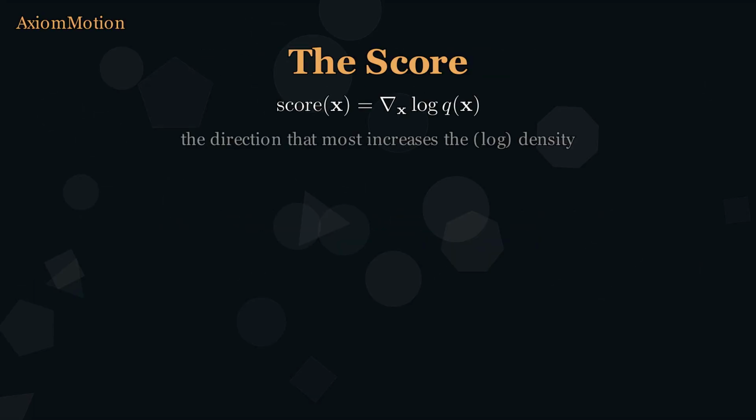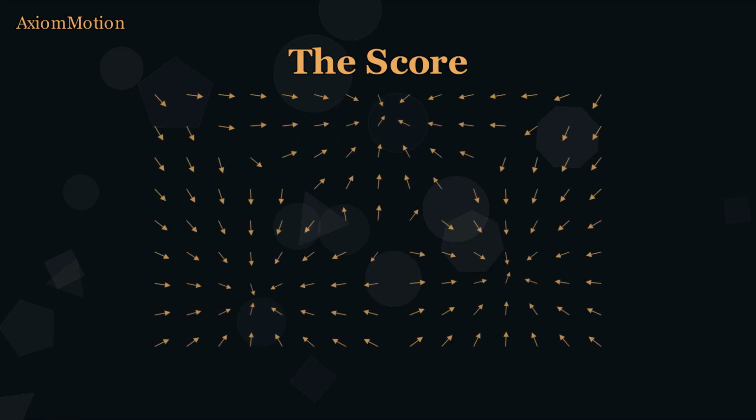So what is the score? For a distribution Q, the score is the gradient of its log density. At every point, it is the direction in which the density rises most steeply. Picture it as a field of arrows over the plane. Wherever you stand, the arrow points uphill, toward the regions where data is dense and away from the empty spaces. Knowing this field everywhere is almost the same as knowing where the data lives.